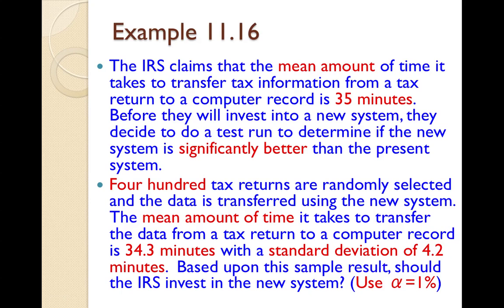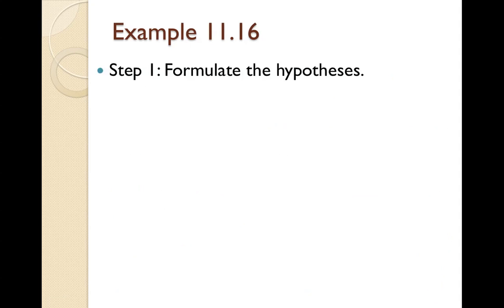Based upon this sample, should the IRS invest in the new system? Use an alpha of 1%. Okay, so you have the population mean. You have the words that indicate the direction, which means less than in this case. You have the sample size. You have the sample mean of 34.3. You have the sample standard deviation of 4.2. You have an alpha of 1%. You don't have the population standard deviation, so you're going to be using the t-distribution.